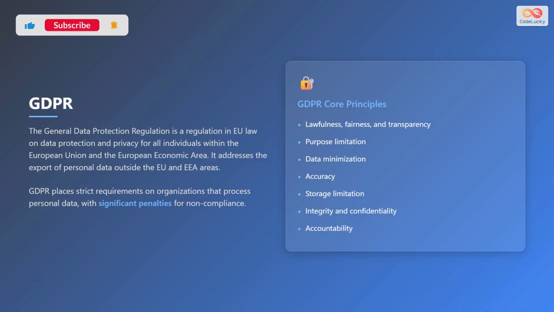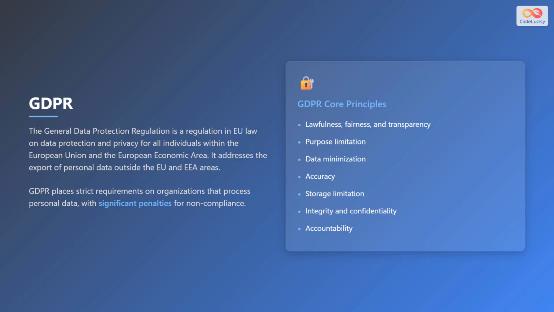The General Data Protection Regulation, or GDPR, is a regulation in European Union law on data protection and privacy for all individuals within the European Union and the European Economic Area. It addresses the export of personal data outside the European Union and European Economic Area areas. General Data Protection Regulation places strict requirements on organizations that process personal data, with significant penalties for non-compliance.